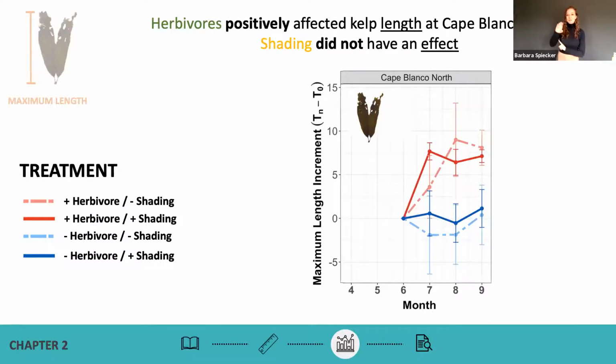Now remember that previous figure for Cape Blanco North, where kelp density was greater in treatments without herbivores? Well, conversely, at that same location, when it came to kelp length, shown here, kelp length was found to be greater in treatments with herbivores. So that's an interesting difference, right? You can see that reflected in the figure here, with the red colored family having longer lengths than the blue ones. And notice that when comparing the shaded and unshaded treatments, the differences within those color families don't differ greatly. So this indicates that shading did not have an effect on length.